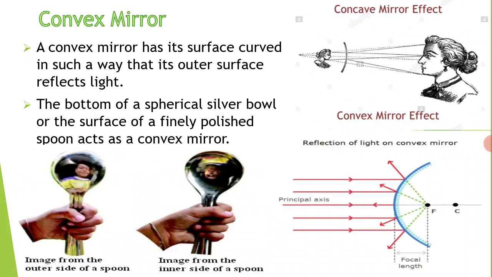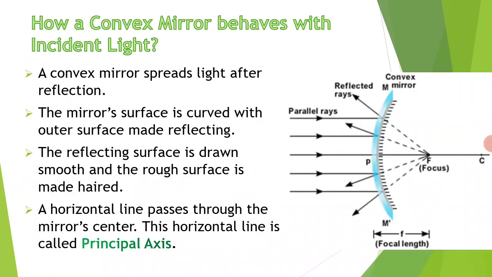A convex mirror has its surface curved in such a way that its outer surface reflects light. These reflective surfaces basically differentiate between convex and concave mirrors. Students, you should remember that the mirror whose outer surface reflects light is known as a convex mirror. For example, the bottom of a spherical silver bowl or the surface of a finely polished spoon acts as a convex mirror, as shown in the figure below.